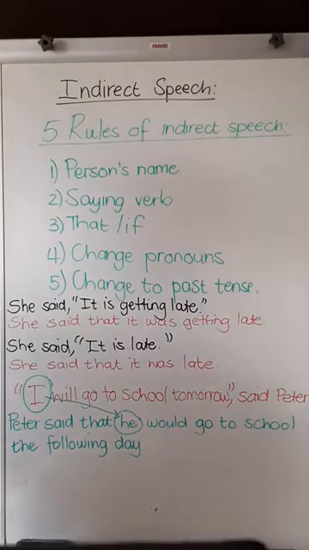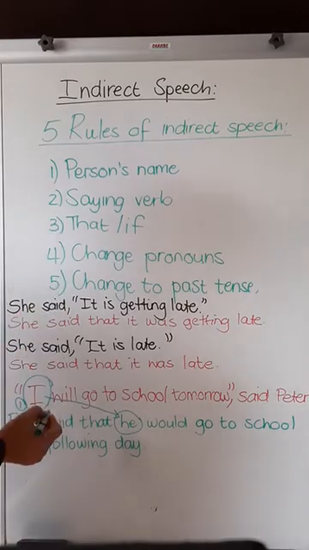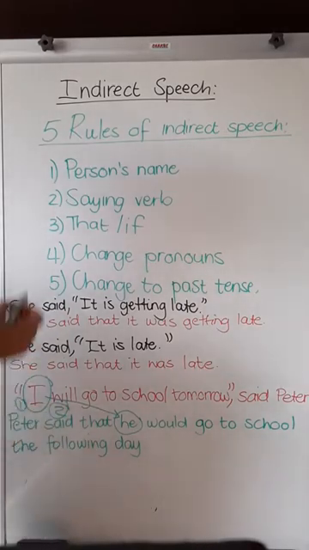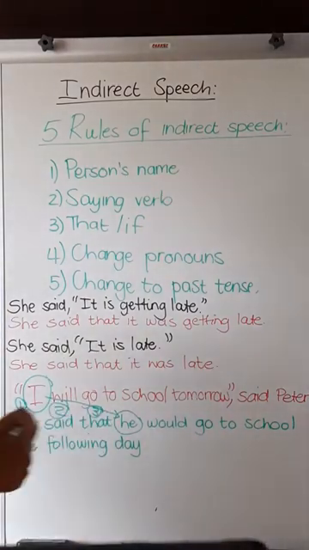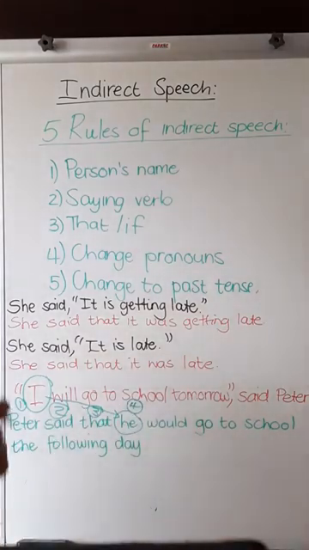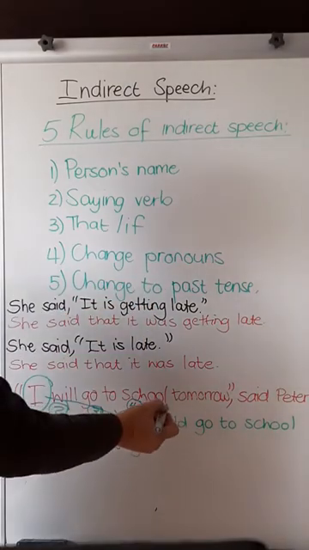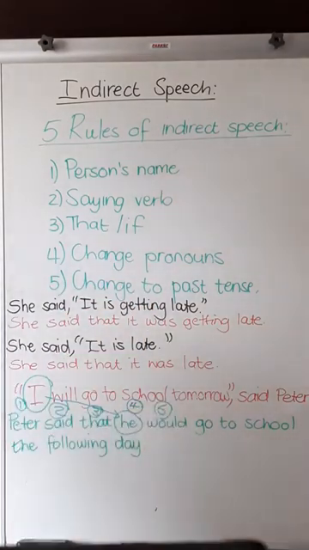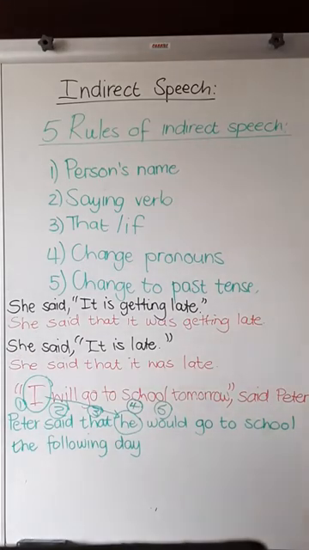So number 1 is the person's name, Peter. Number 2, the same verb, said. Number 3, that or if, here it is that. Number 4, you change the pronoun from I to he. And then you changed will, which was in the present tense, to would, which is now number 5 there. And then if there are any time words, you also change those, which you've done from tomorrow to the following day. So this is just a quick video to explain this to you.